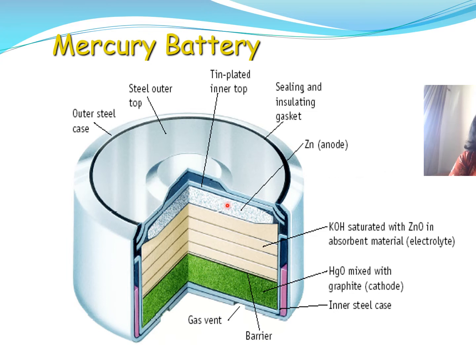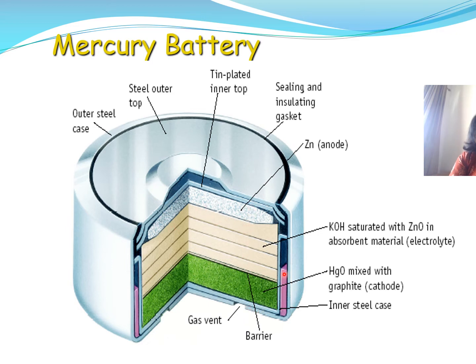Okay, now the mercury battery. Let's see which is the anode here. Inside there is a zinc surface, that is the anode, and KOH saturated with zinc oxide is the electrolyte, and mercury oxide mixed with graphite is the cathode. Then this is a barrier wall, the gas vent to release the gas, the outer steel covering, inner steel outer top. Then this is the tin plated inner top, and the sealing and insulating gasket to seal the surface.